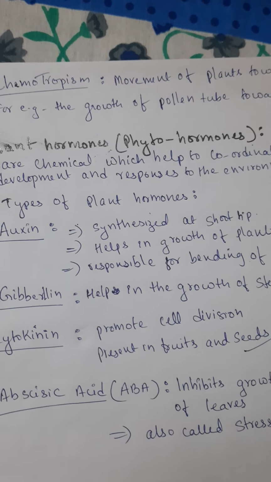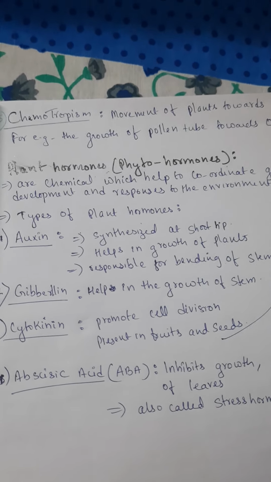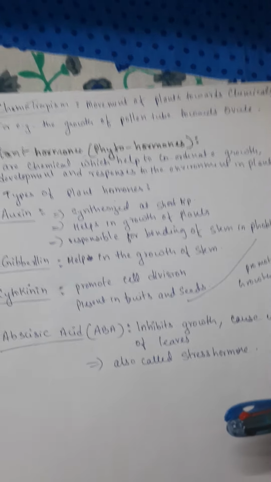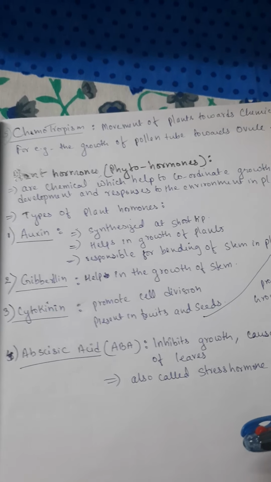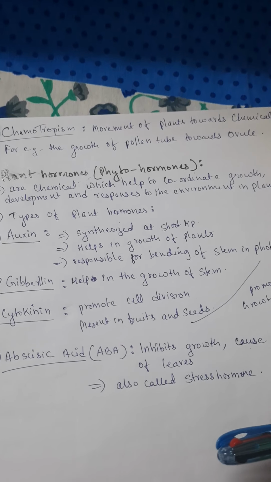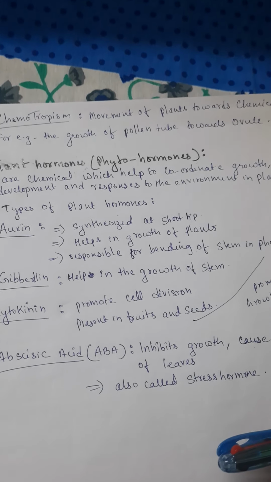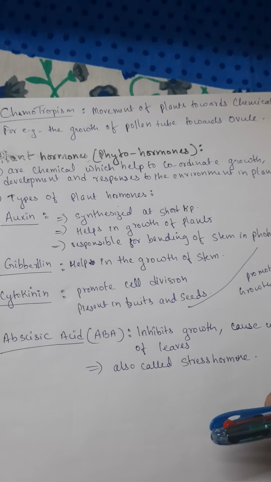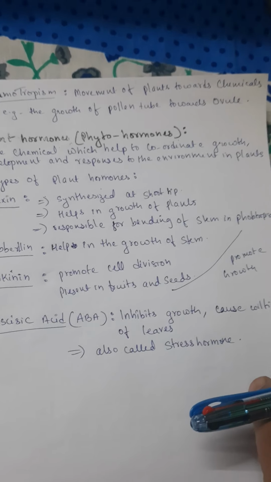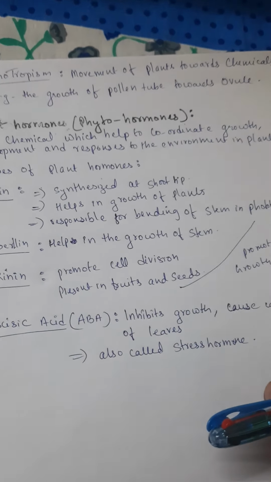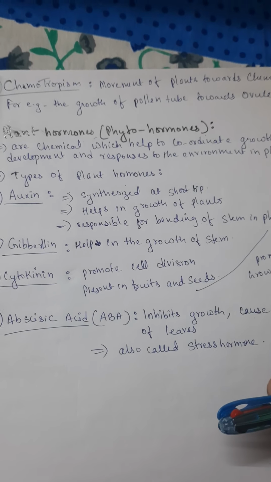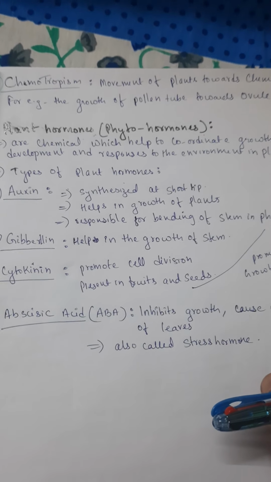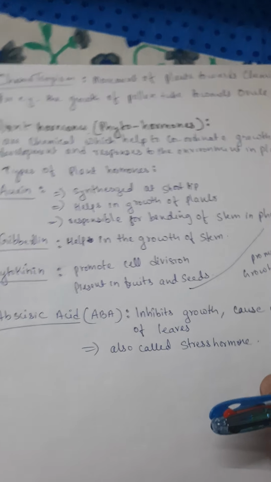Number 5, it is chemotropism, that is movement of plants towards chemicals. Now you might wonder, where do these chemicals come in plants? An example of chemotropism is the growth of the pollen tube towards the ovule. This we can find in the flower, and you will learn about it in the next chapter, how do organisms reproduce.